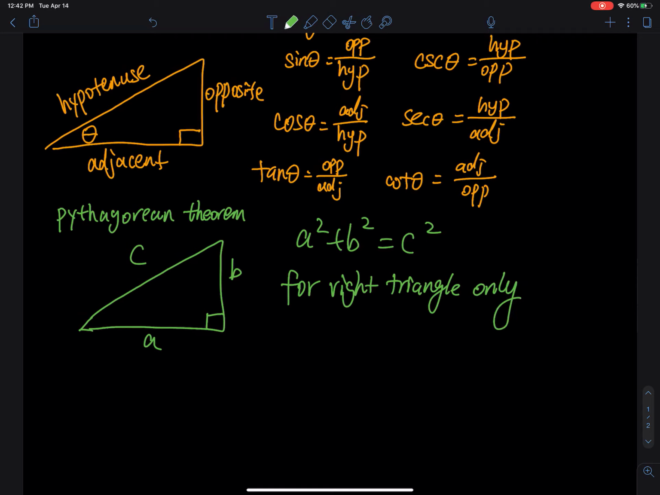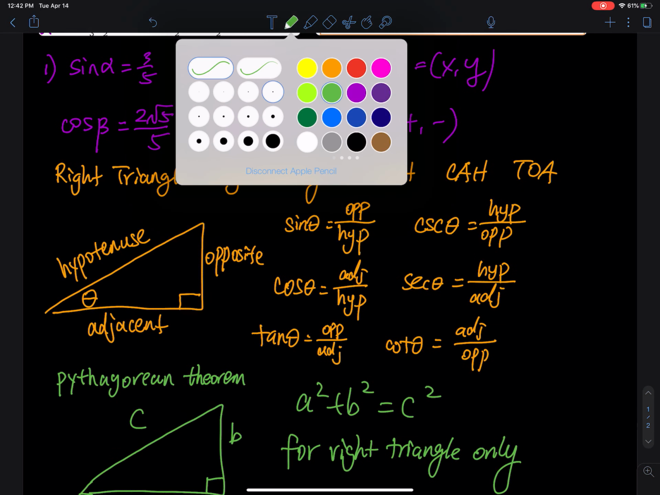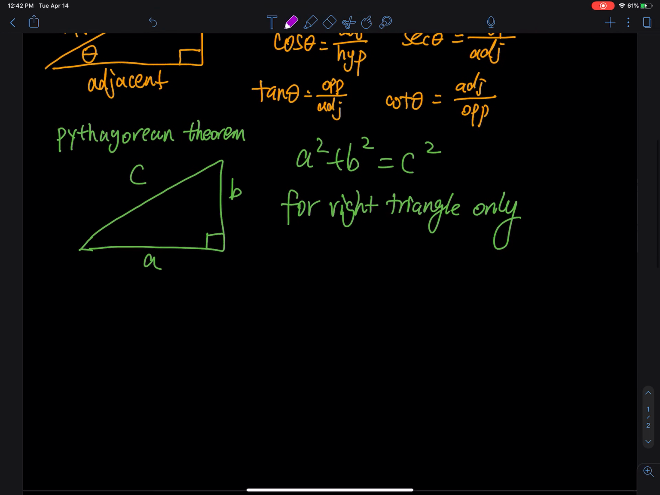What if the triangle is not a right triangle? Then we have other formulas to describe the relationship between the three sides and the three interior angles. We will get to that in another lesson. So going back to this problem, we have to take the given, what is written in purple. Let's go back to purple. I am going to rewrite that again for you.